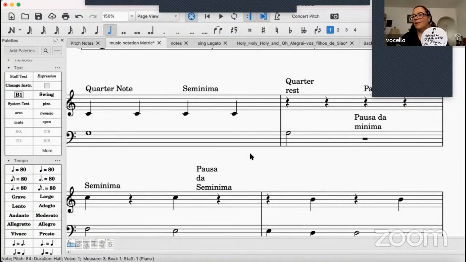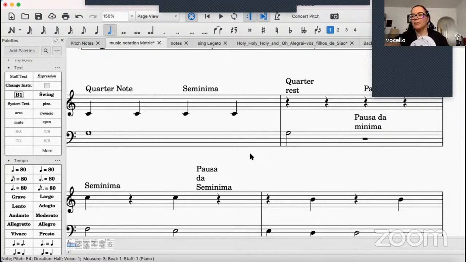Sorry, I was messing up. The 16th note or semicolcheia is half of the eighth note, 1/4 of the quarter note, 1/8 of the half note, and 1/16 of the whole note. What does this have to do with the speed? The 16th note is the double of the speed of the eighth note. Okay?